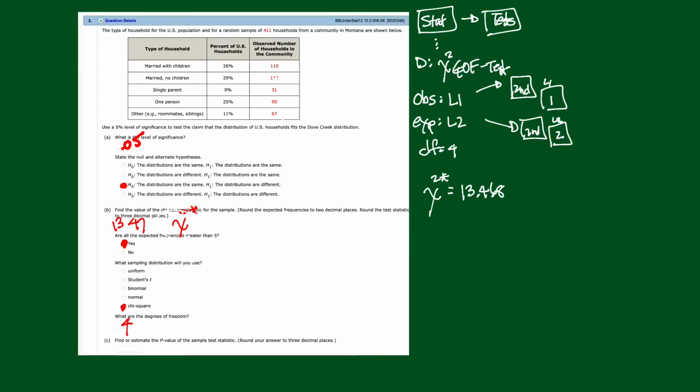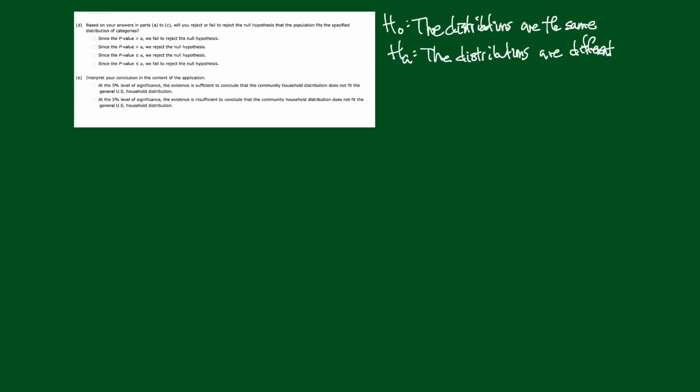Then it asks us to find or estimate the p-value, round to 3 decimal places. Well, the p-value is coming up on my calculator, and I'm getting p equals 0.0092, and so on. What are we supposed to do with it? Down here, estimate the p-value, round to 3 decimal places. So if I round to 3 places, we're at 0.009. And a couple more questions here.